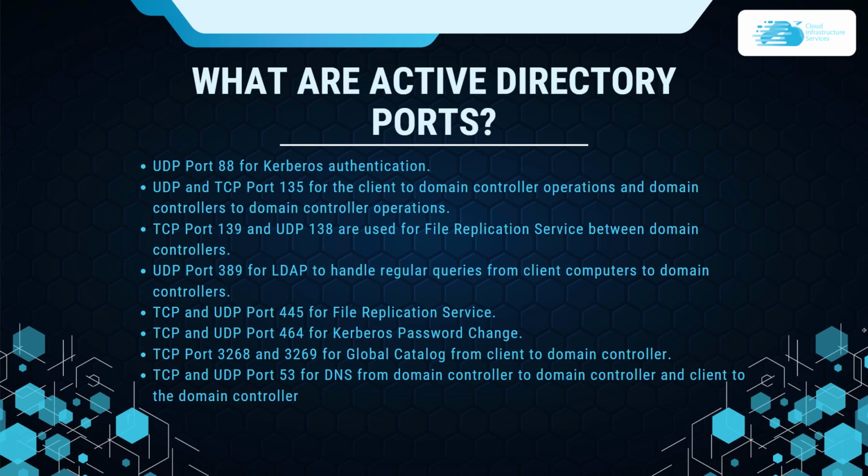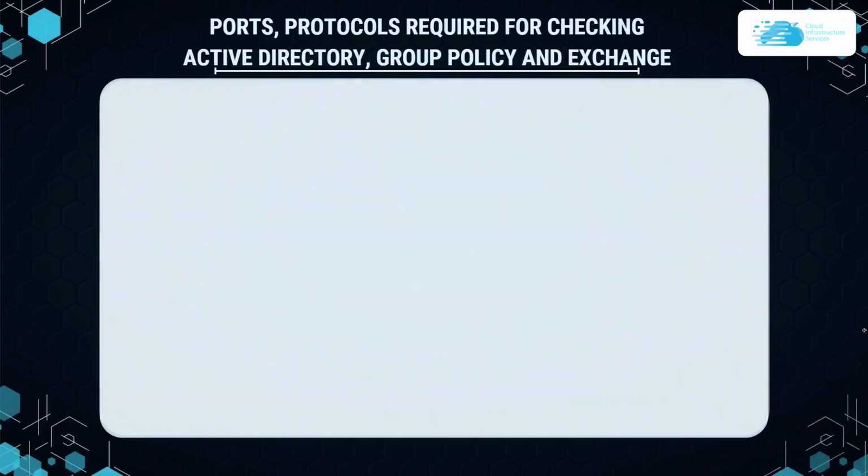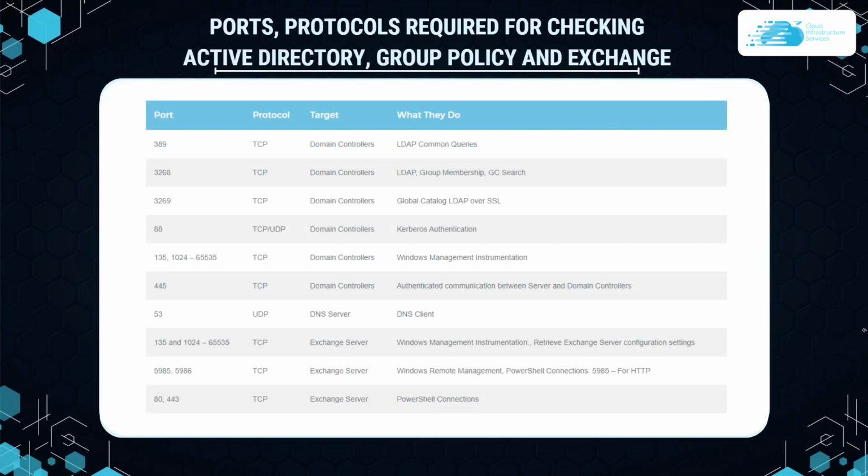And lastly, the TCP and UDP port 53 is used for DNS from domain controller to domain controller and client to the domain controller. After that, we have the ports and protocols required for checking Active Directory, group policy and Exchange. So we have the port number 89 with the protocol TCP, and the target being the domain controller is used for the LDAP common queries.